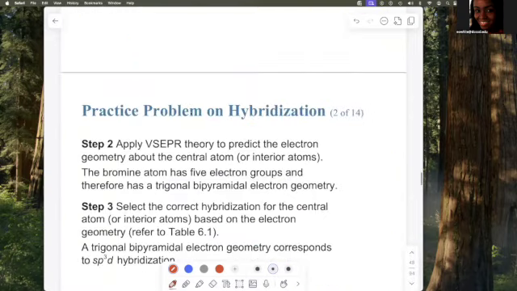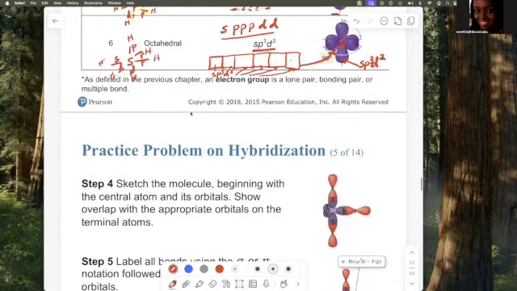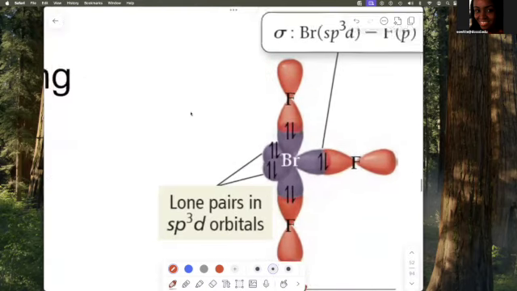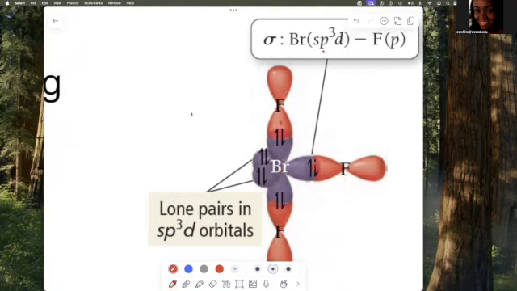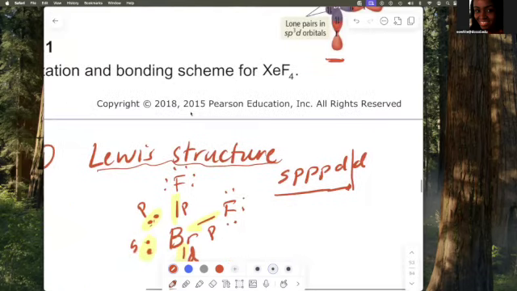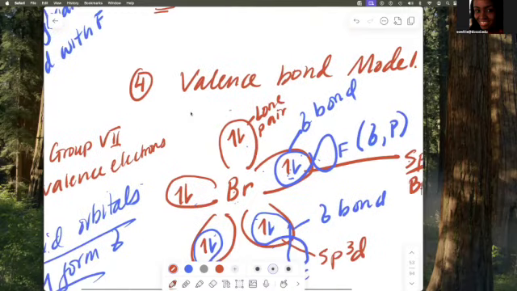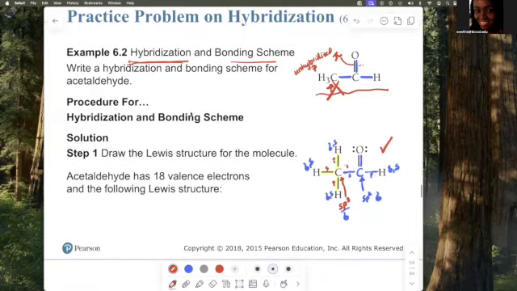Of course, let's see how they show this out. Oh, yeah, right there. So you have bromine, you have the sigma bonds. Bromine uses sp3d, fluorine uses p, and that's how we get that. Oh, okay. This is when I went over it way back when. Look at the colors.